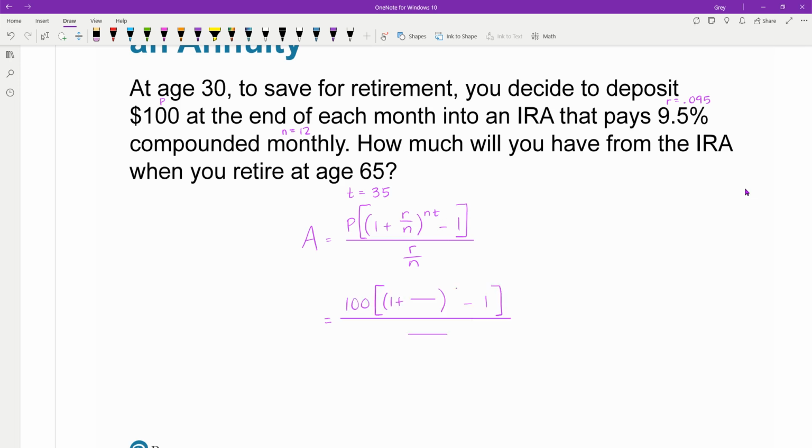P is 100, R is 0.095, N is monthly, so that's 12, and T is 35, over R, which is 0.095, and N, which is 12. Again, put it in your calculator, y'all. Make sure you can do this. How much money would you have when you retired? You would have $333,946.30.